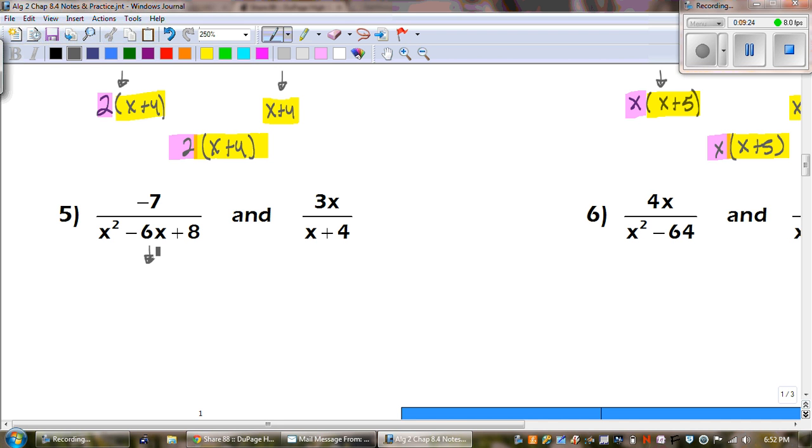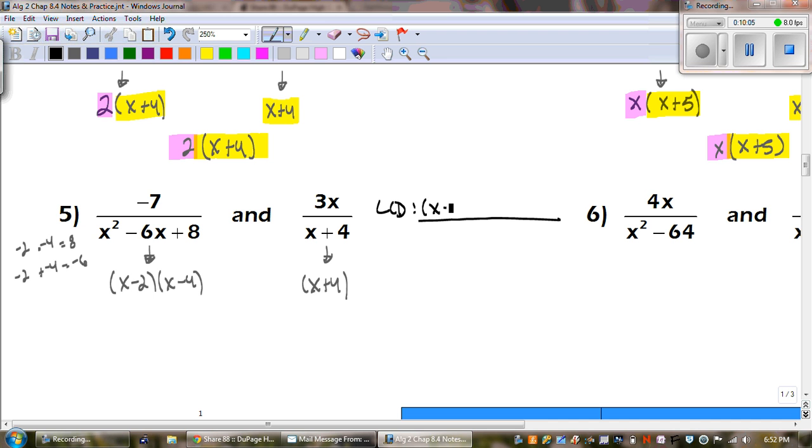All right, so we need to factor this. I need numbers that multiply to get to 8 and add to get to -6. And that is -2 and -4. So this would break down to x minus 2, x minus 4, and that x plus 4, yeah, we can't break that down. So do they have anything in common? That's what we have to ask ourselves first. And they don't. So my LCD would be all of that, the x minus 2, x minus 4, and x plus 4.